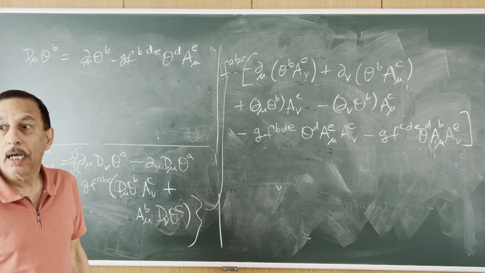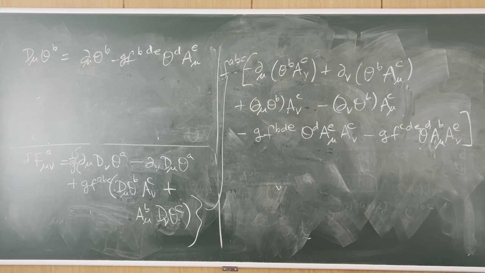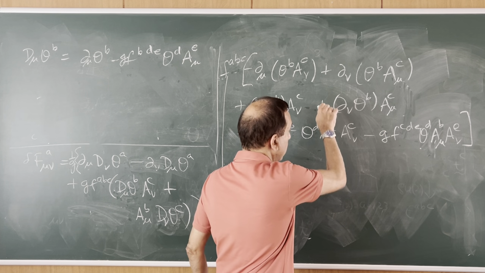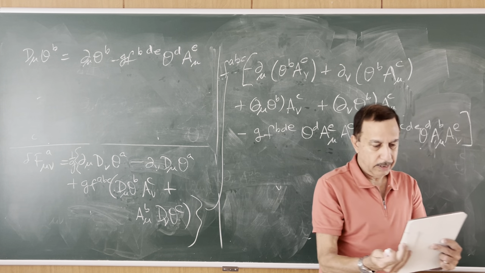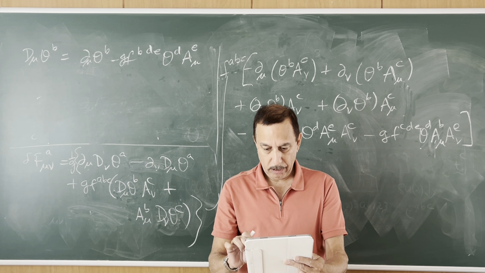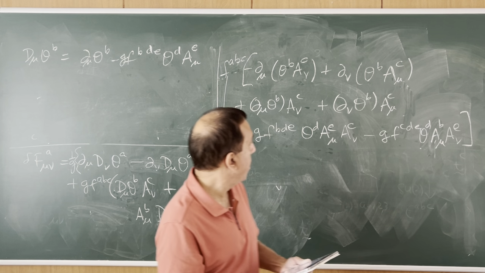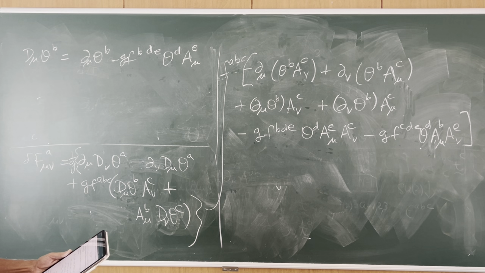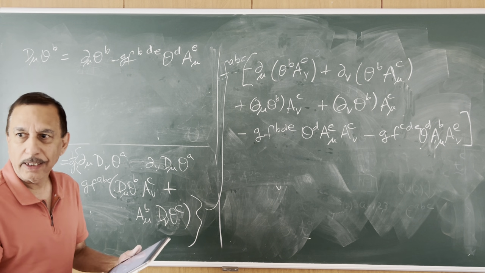Second term. Del nu theta b. That should be plus sign, because it's coming from this. Second term, plus. Is that what you were saying? Yeah, I'm sorry. I think you are right. Yes, it's plus. Which idiot wrote minus? Somebody must have written minus.